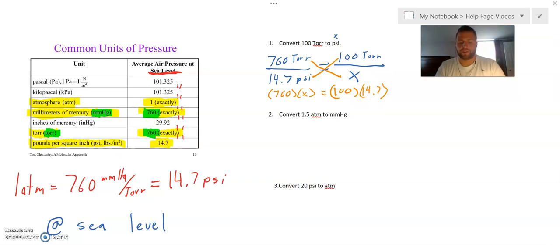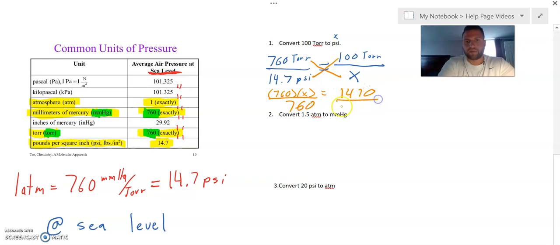Now we'll need our calculator to start multiplying some numbers. So let's do the right side first. 100 times 14.7 is equal to 1,470. Let's go ahead, let's erase this and rewrite it. So 1,470. And now to solve for x, all we have to do is divide by 760.